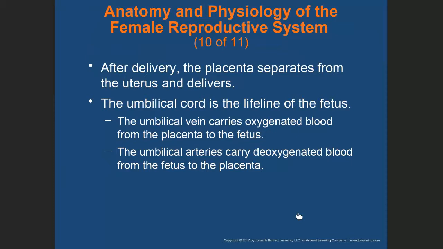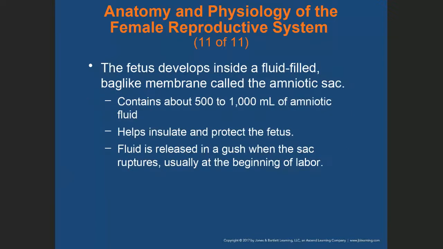The umbilical cord is the lifeline of the fetus. The umbilical vein carries oxygenated blood from the placenta to the fetus, and the umbilical arteries carry deoxygenated blood from the fetus to the placenta. The fetus develops inside a fluid-filled bag-like membrane called the amniotic sac. It contains 500 to 1,000 ml of amniotic fluid. It helps to insulate and protect the fetus. The fluid is released in a gush when the sac ruptures, usually at the beginning of labor.